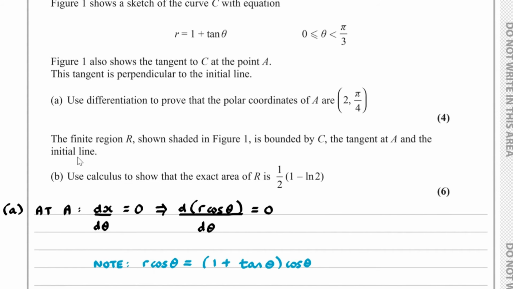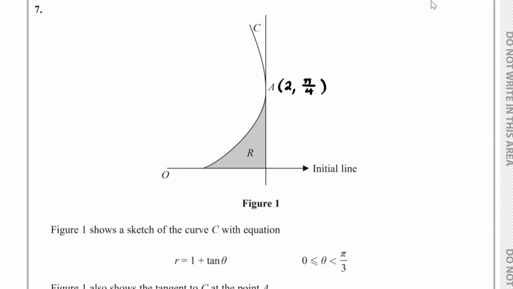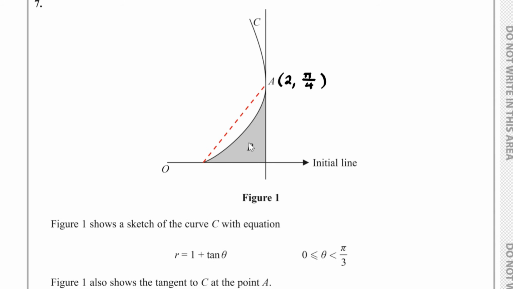Now, for part B, the finite region R, shown shaded in figure 4, is bounded by C, the tangent at A, and the initial line. We have to use calculus to show that the exact area of R is equal to 1/2 times 1 minus the natural log of 2. What we can do first of all is find out the area of this triangle.